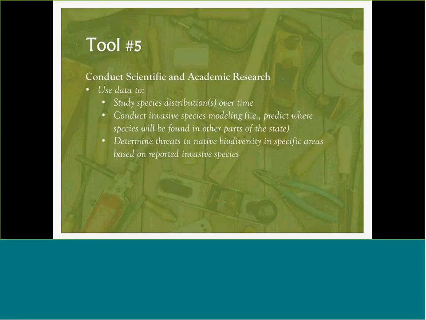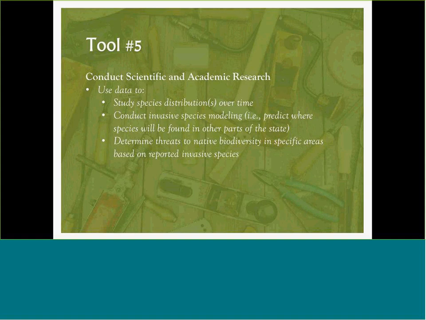Okay, the last tool I want to talk about, as we get into some of the specific examples of how iMap can be used, is conducting scientific and academic research. Something that happens actually pretty often, which is really cool to see, that the data is being used for that. If you're interested, you could use the data to study species distributions over time. You could conduct invasive species modeling, which is where you predict where certain species will be found in other parts of Pennsylvania.